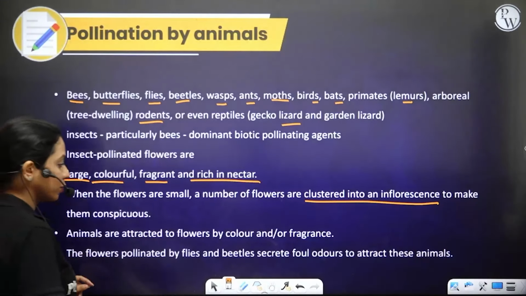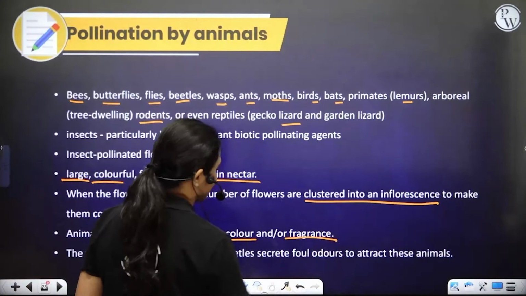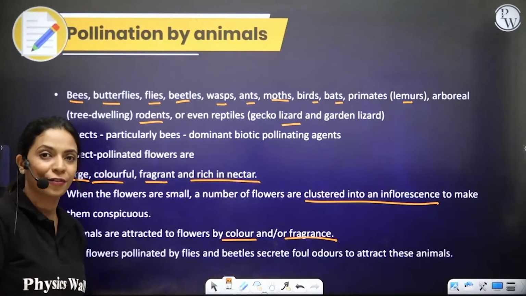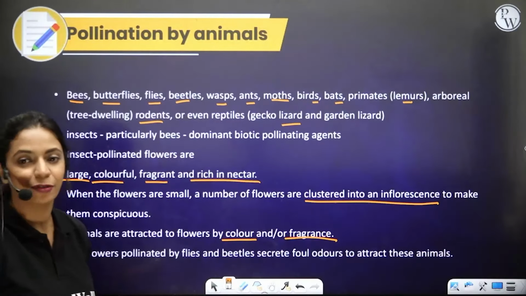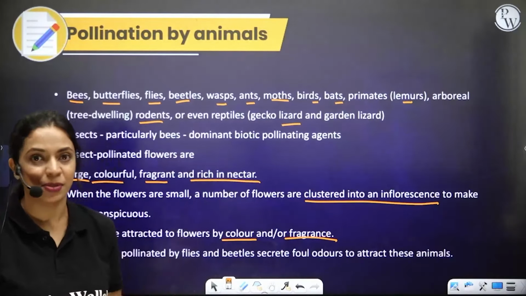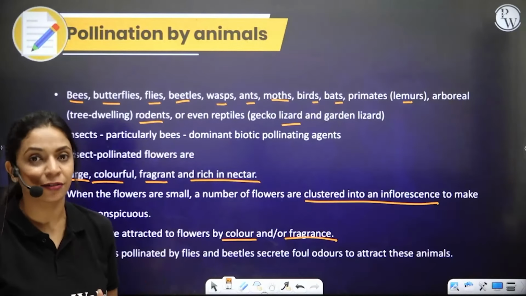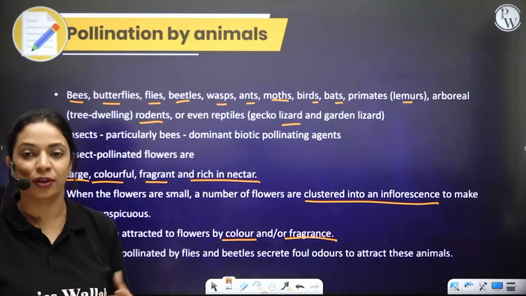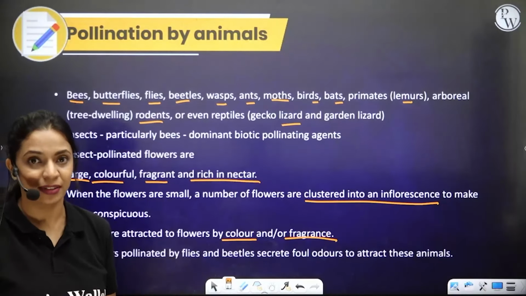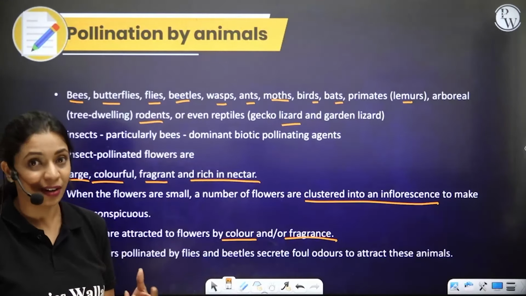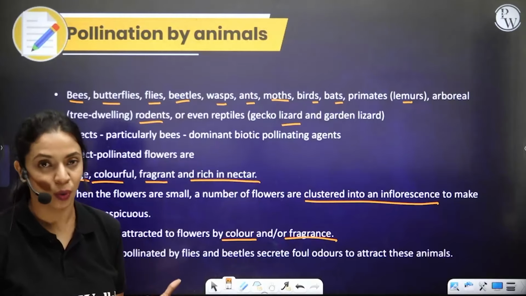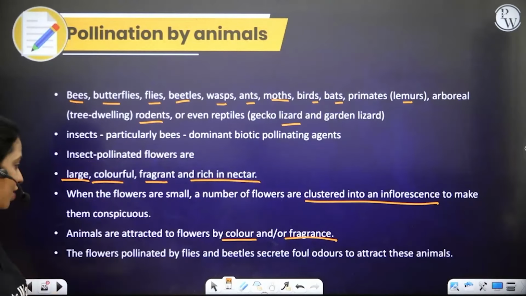Animals are attracted to flowers by color and by fragrance. That is why they are brightly colored. Fragrance doesn't necessarily have to be a pleasant smell. Sometimes a bad smell is also produced by flowers. It will attract the dung flies and flies that grow on rotting meat. So it will smell very weirdly, and it will emit a foul odor to attract such insects.